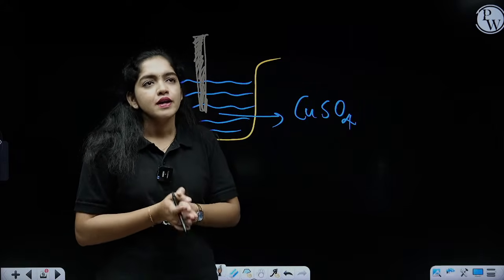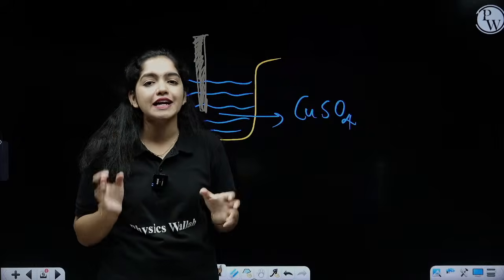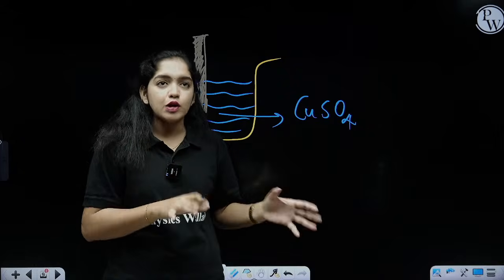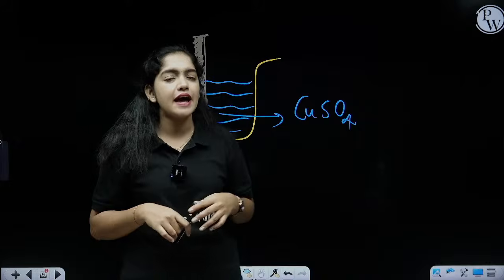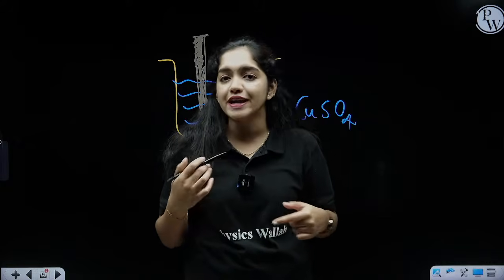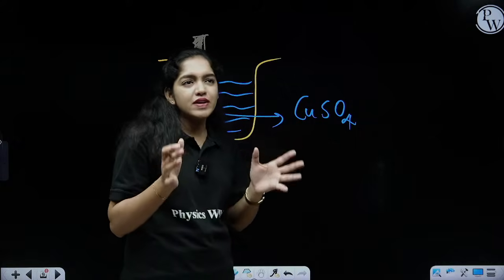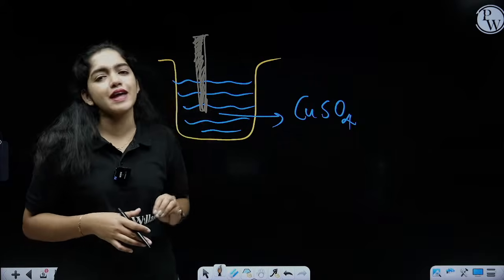For this, we should know the reactivity series that we learned in our lower classes. What is the reactivity series? The arrangement of metals based on the order of their reactivity. Right? So, which metal is coming at the top of the reactivity series?